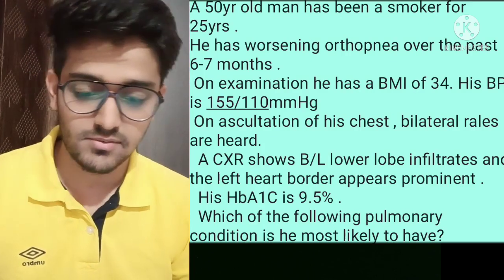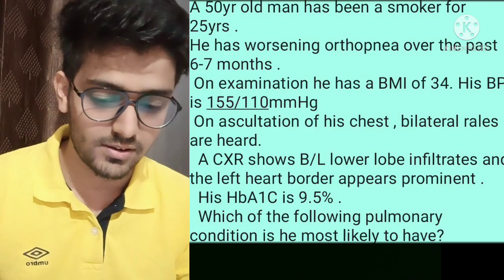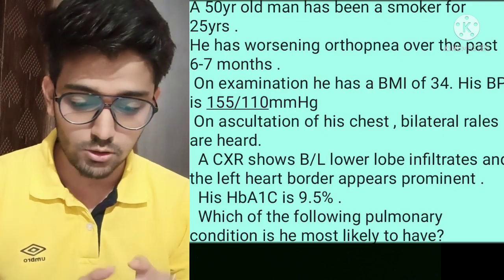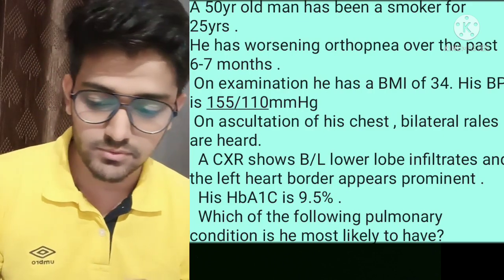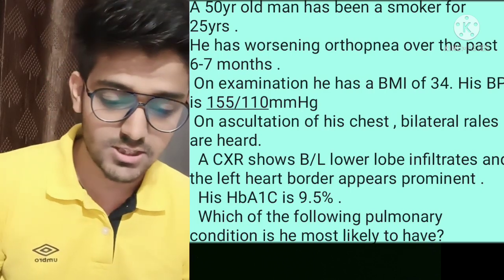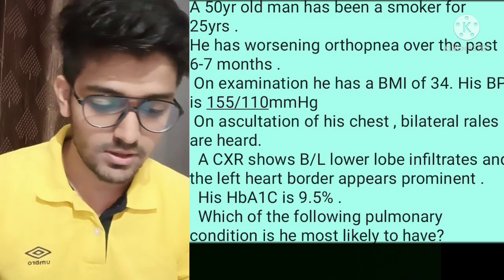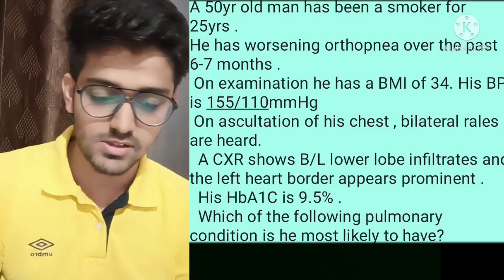Auscultation of his chest reveals rales in the lower lung fields bilaterally. A chest X-ray shows bilateral lower lobe infiltrates and a prominent left heart border. Lab studies show his HbA1c is 9.5%. Which of the following pulmonary conditions is he most likely to have?